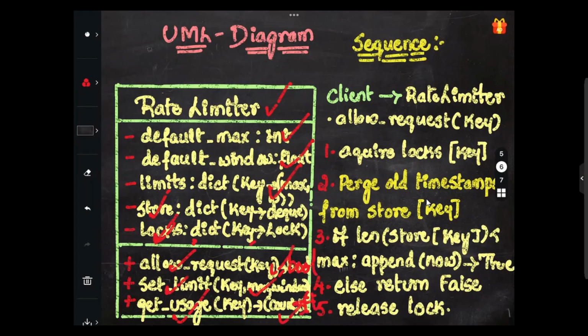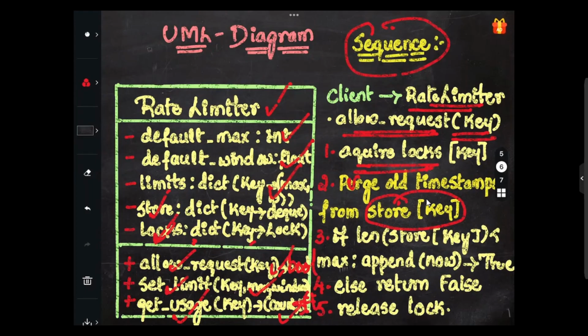So what is the sequence that we'll be going with here? Let's discuss the sequence part as well. The client calls ratelimiter.allow_request of key. First, we acquire the lock of key. Then we purge the old timestamps from the store of key.